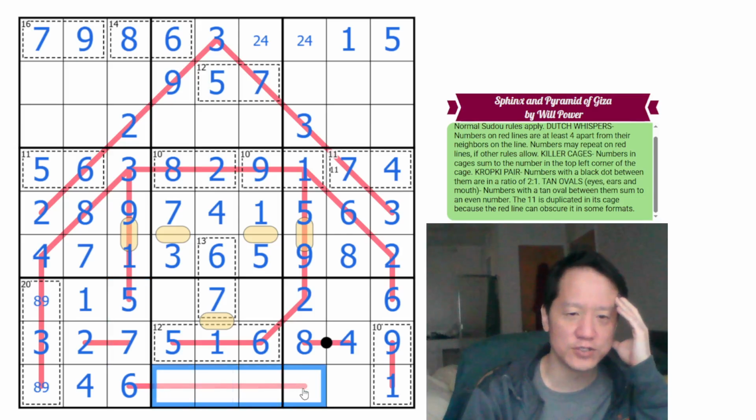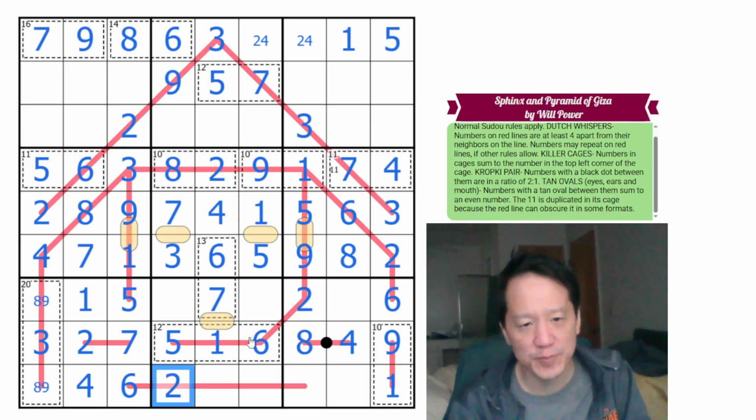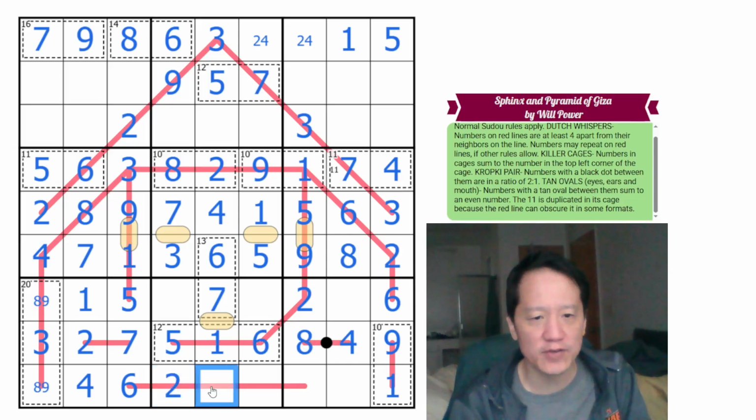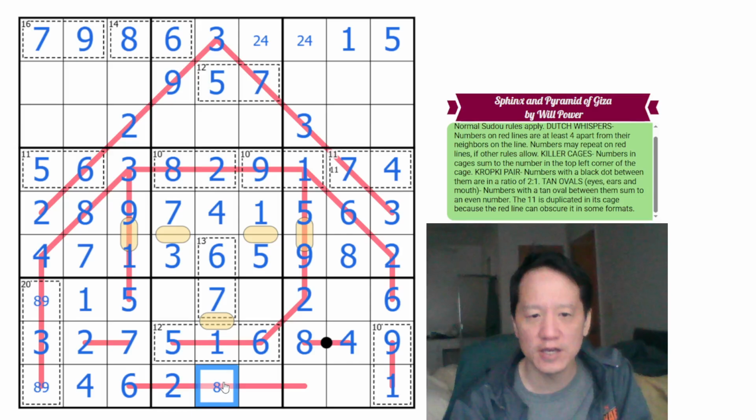Let's just do this Dutch whisper line. 6 can only be next to 1 and 2 on a Dutch whisper line, so this can't be 1 because of the 1 in the box, so this has to be a 2. 2 can be next to 7, 8, or 9, so this can't be a 6, 7, 8, 9, but it can't be 6 already. Can't be 7. It has to be 8 or 9 then here.